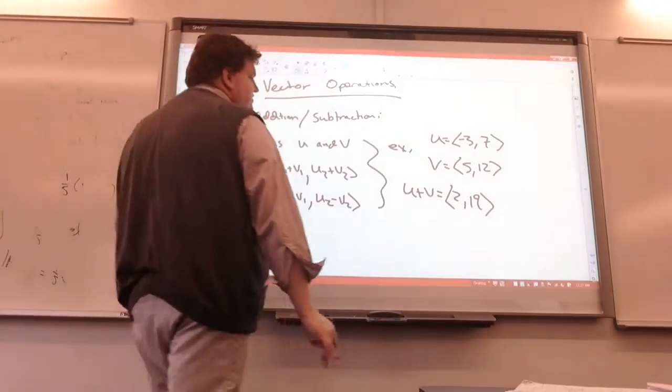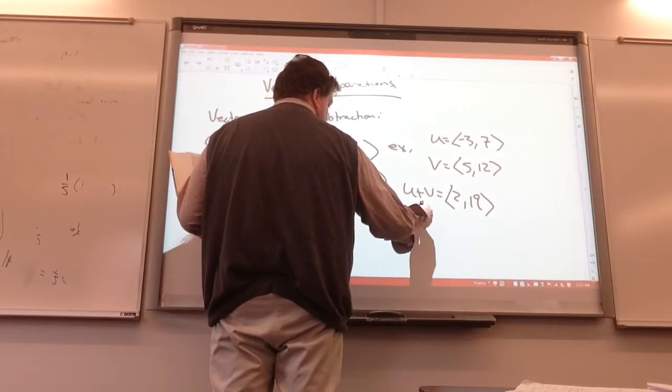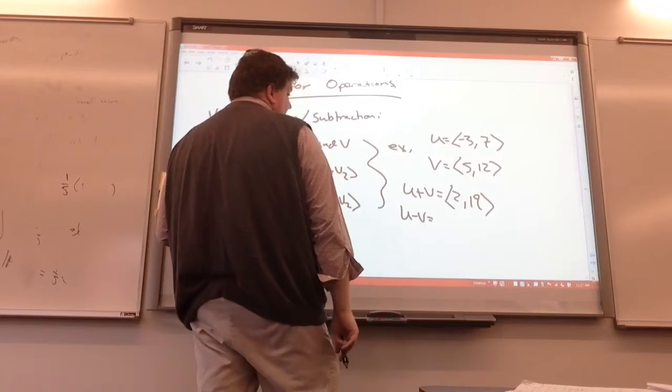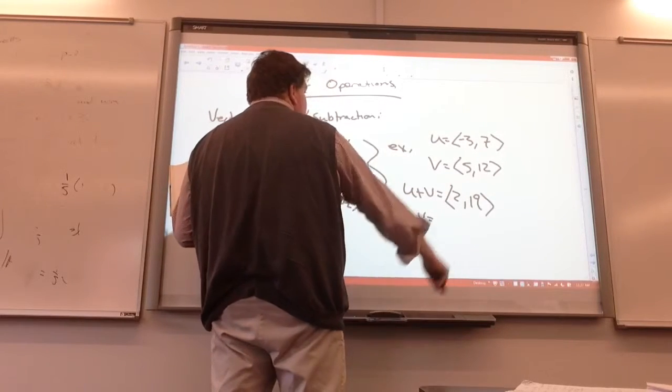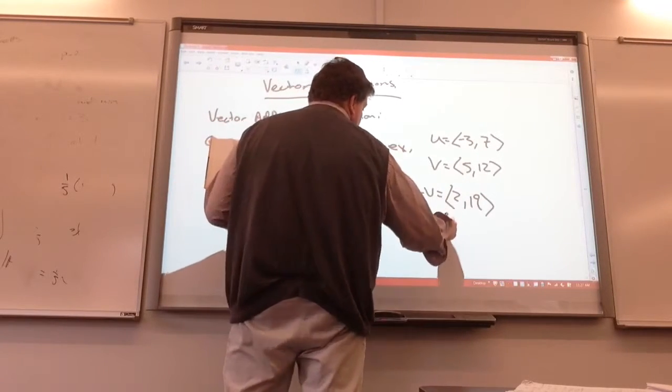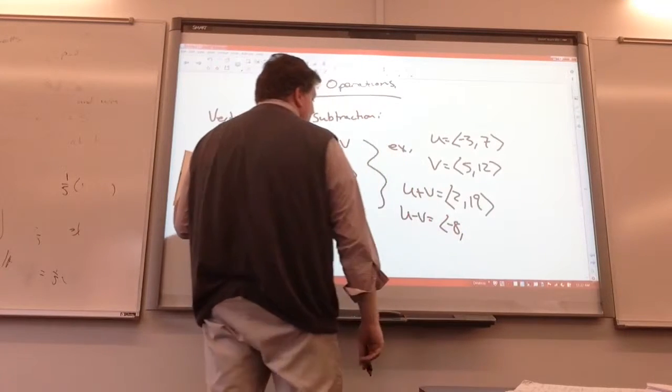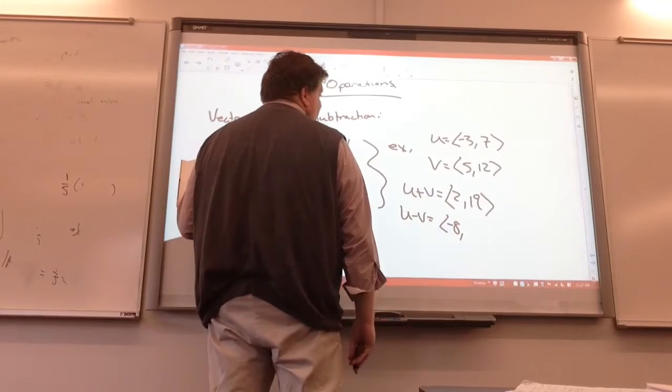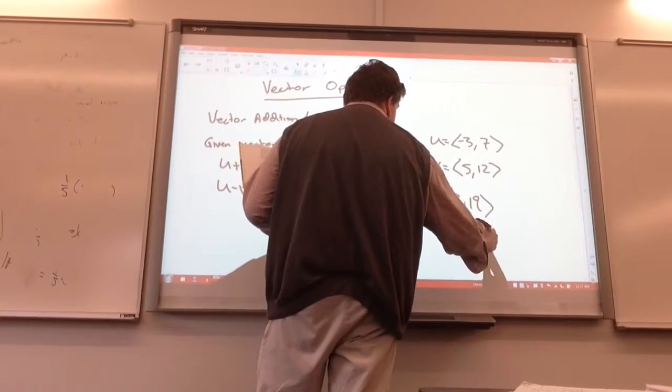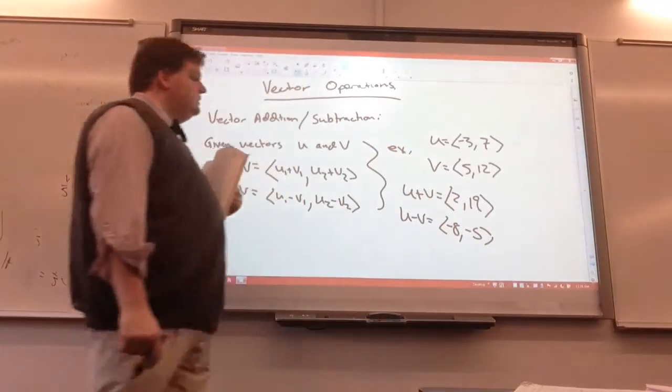If I did u minus v, I would do the same exact thing. So it would be minus 3 minus 5, so that would be minus 8, comma 7 minus 12 is minus 5. Just like so.